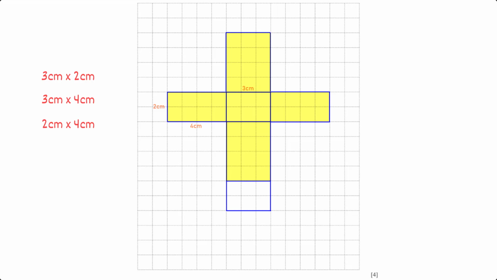Now we've drawn 5 of the faces of the cuboid. The last face will have dimensions 3 centimeters by 2 centimeters, which is the top of the cuboid. We can either connect it to the top here or the bottom here. In this case, we went with the bottom.